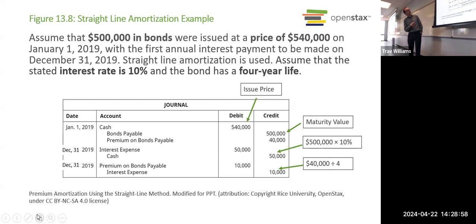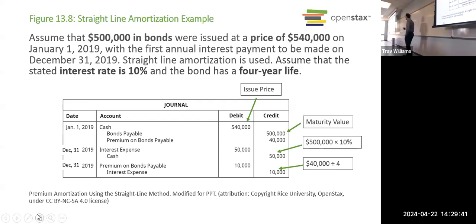So these bonds were sold at a premium, and the interest rate is 10% per year over 4 years. And we're only paying interest once per year. So when we first sell the bonds, we now have $500,000 of bonds payable, because that's the amount we will have to pay back when the bonds mature. So that's called bonds payable. But then we collected a premium. We collected an extra $40,000 from the bond purchasers, right? So that is a premium on the bonds payable.